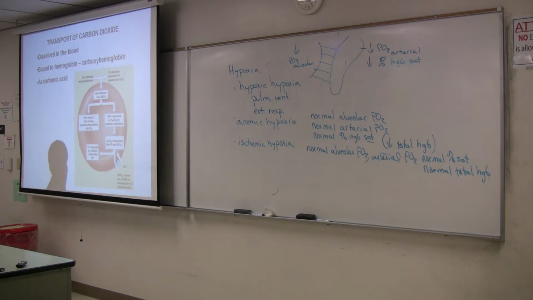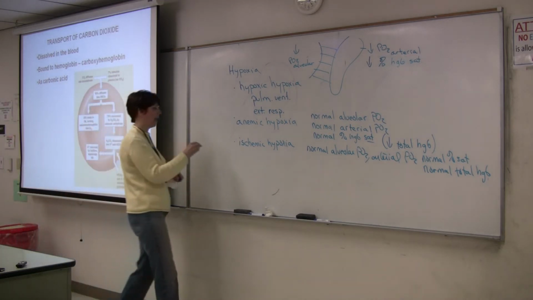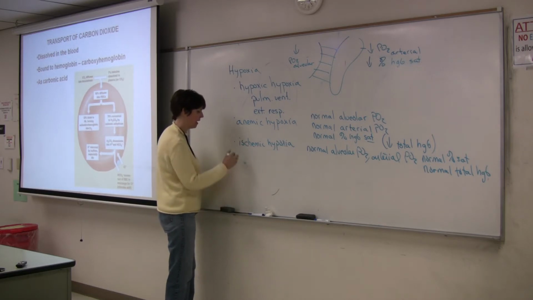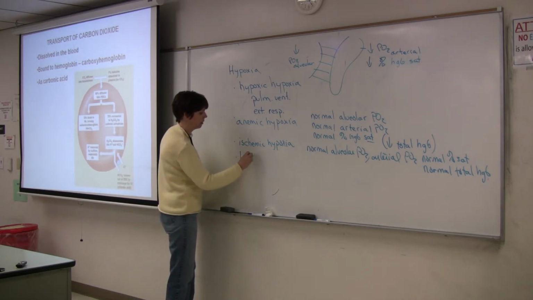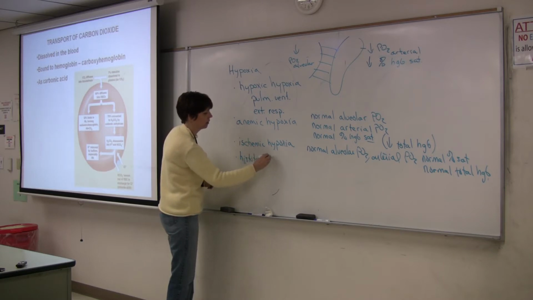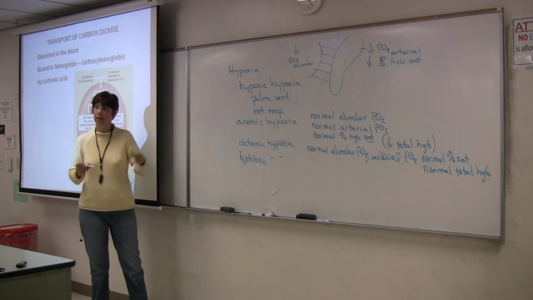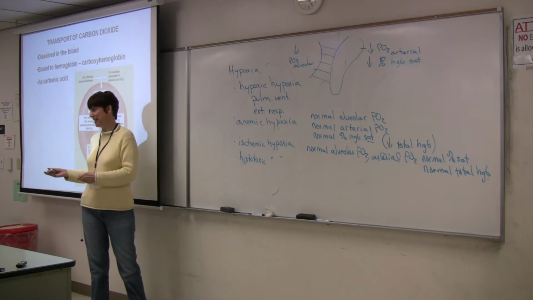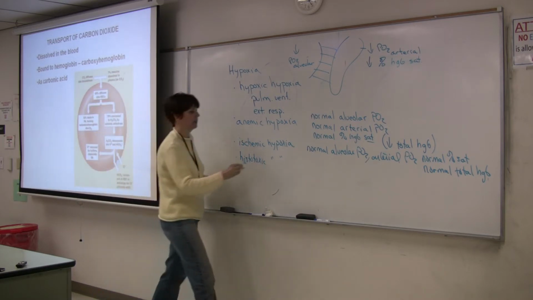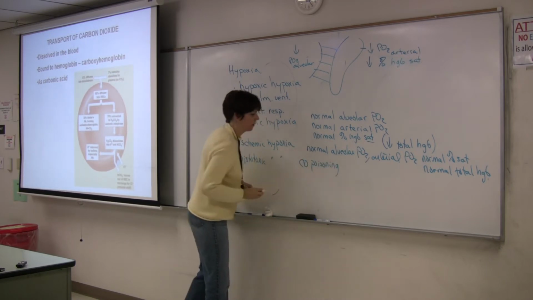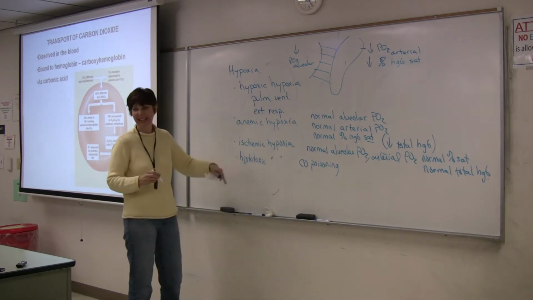Okay? And then the one that I'm adding, and we've actually talked about already, this is toxic or histotoxic hypoxia. Carbon monoxide poisoning and cyanide poisoning are two examples of histotoxic anemia. You mean hypoxia? That's right, thank you.